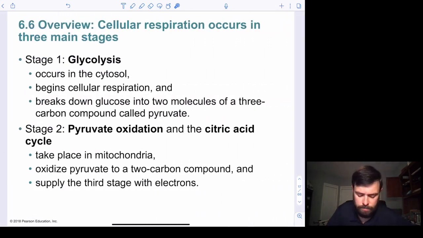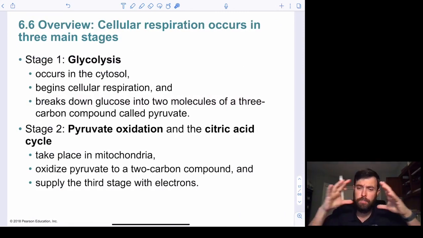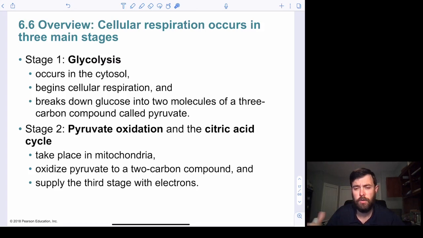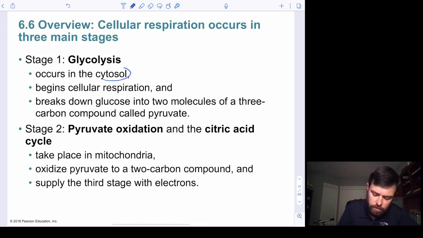These couple slides are just kind of the overview. If you know these, take that picture and put these together. That's basically what I'm going to do in the next several slides as we go through. So stage 1 is glycolysis. Let's have our checklist here. The first thing to know is it occurs in the cytosol. So that is the location.